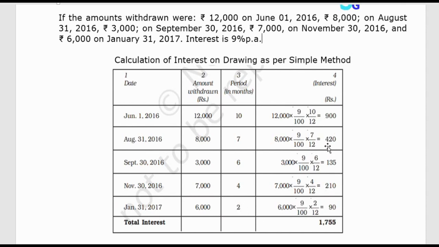And if you add all these interests, then you will get the total interest, that is 1,755. And this is the total interest as per the simple method.